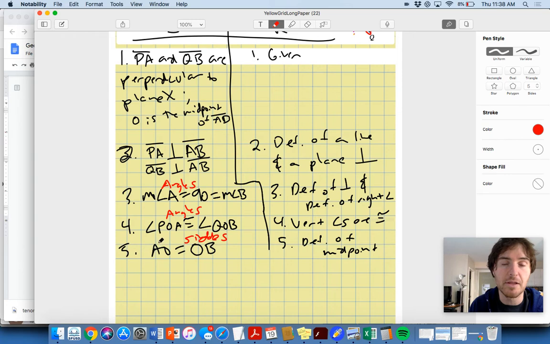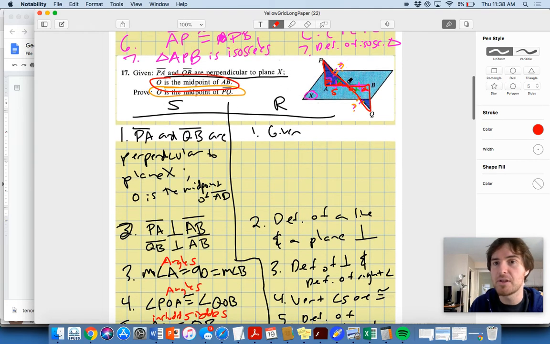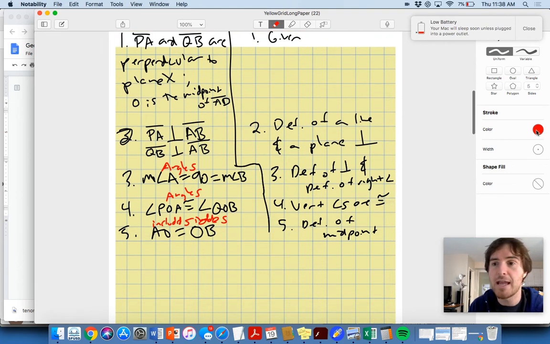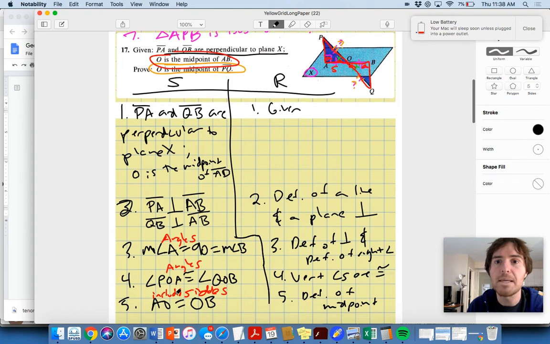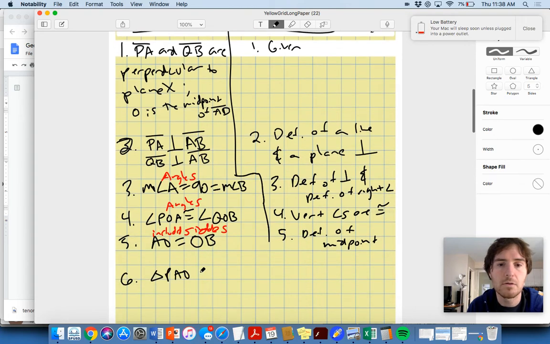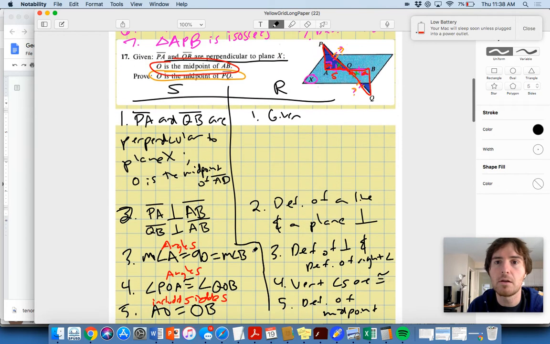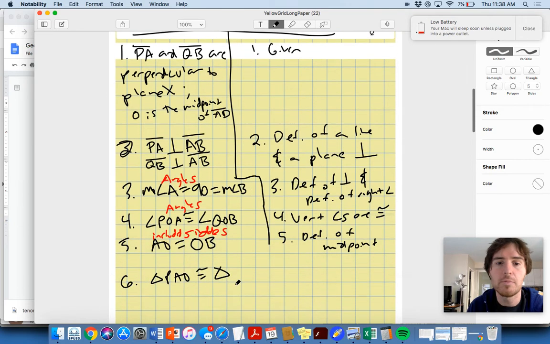I should have put the included thing here. We have included sides, right? It's included because the angles share this side as a part, the side in between those two angles, basically. And that's going to be enough for ASA to prove that the two triangles are congruent. So here we go. So then we have it: triangle PAO congruent to triangle QBO.